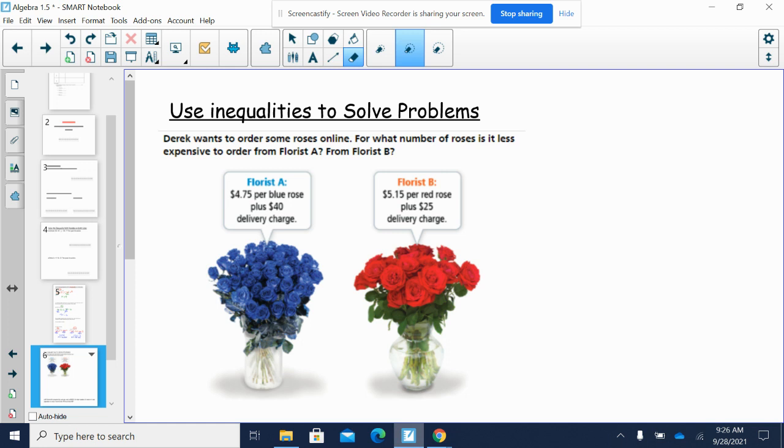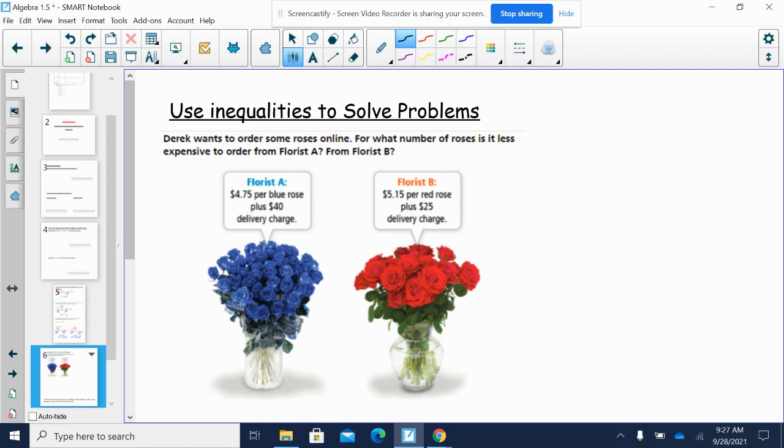All right, sometimes inequalities are used to compare two products. For instance, in this example, Derek wants to order some roses. Maybe it's Mother's Day. Maybe he wants to just order some roses for the house. Who knows? But he wants to order some roses. Each florist costs a certain amount per rose, but then there's an additional delivery charge. So we can make an expression for how much each florist would cost.